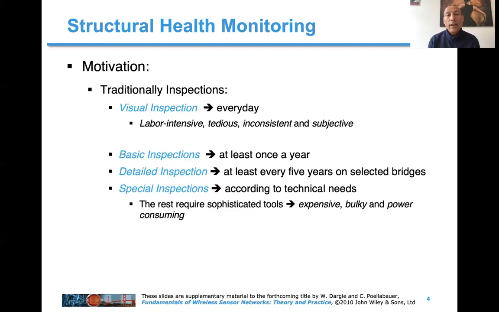Again, following this detailed inspection, if people suspect that there are some microscopic fractures in the structure, then they recommend a special inspection. This special inspection does not really focus on the entire structure, but is localized.